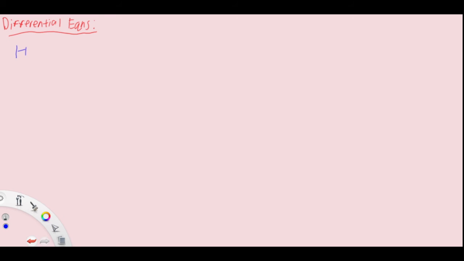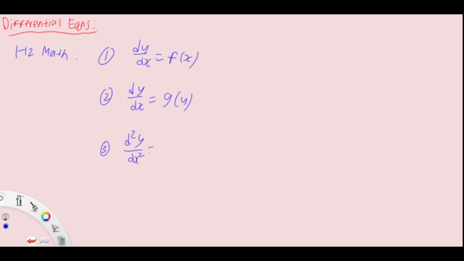For the H2 Math syllabus, you're only required to solve the 3 following types of differential equations. Number 1, you have dy/dx equals some function f(x). Number 2, you have dy/dx equals some function g(y). And then lastly, number 3, d²y/dx² equals some function f(x). So these are the 3 main types of differential equations that you will encounter in your entirety of your H2 Math journey. You may encounter some more novel ones, but the questions will help you to reduce those equations to either of these forms through substitution.